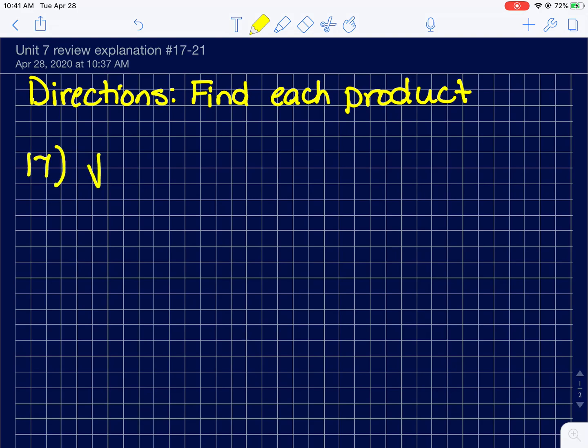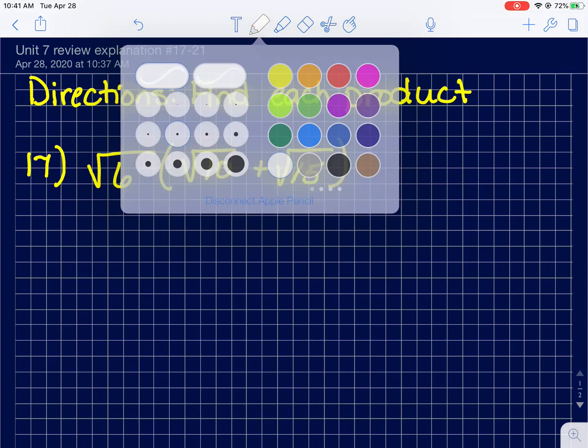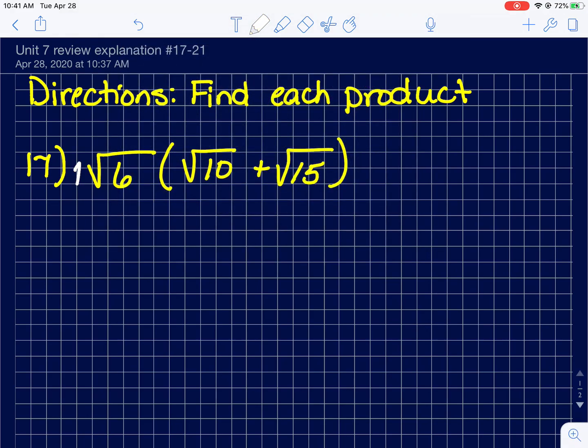Number 17 is root 6 times root 10 plus root 15. Let me say that again. It's root 6 parenthesis root 10 plus root 15 close parenthesis. This is the distributive property, no problem. Now remember, we're always multiplying the outside numbers times the outside numbers, the inside numbers times the inside numbers. This doesn't appear to have outside numbers, but remember, there's invisible ones in front of all of these. So if you need to make them visible to help you with this, do that.